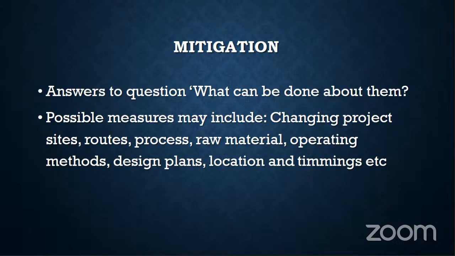So we can change that project site or project area if it has an adverse effect on some water bodies or vegetation. We can change that site, or we will change that pathway. We will change the process, raw material. If the raw material is releasing a lot of toxic gases, then we can change that raw material. We can go for some alternative raw materials. Then we can change the operating methods also, design plans, locations, and the timings.